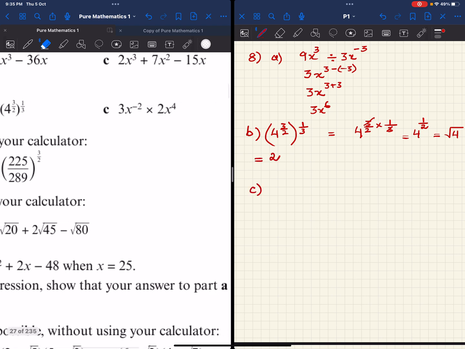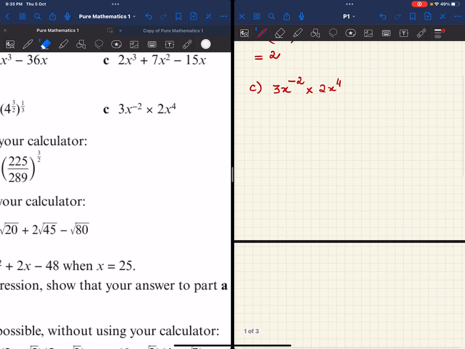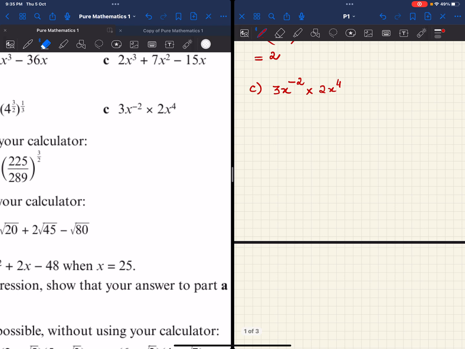Question C, 3x to the power of negative 2 multiplied by 2x to the power of 4. Now, when the bases are multiplied, powers are added. First, we can simply multiply 3 into 2 and get 6. And now, we have x and x, the bases are multiplied. So, the powers of x will add. Minus 2 add 4. So, we have 6x to the power of 2.